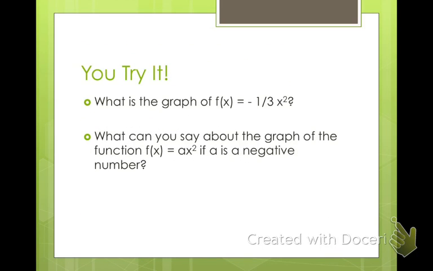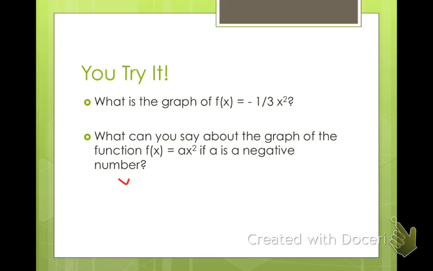Okay, so I want you to go ahead and graph this one, and then I want you to make a conjecture about what that value does in front of the x squared. You can also graph both of these on your graphing calculator. f of x is the same as y. So why don't you just go ahead and do that.